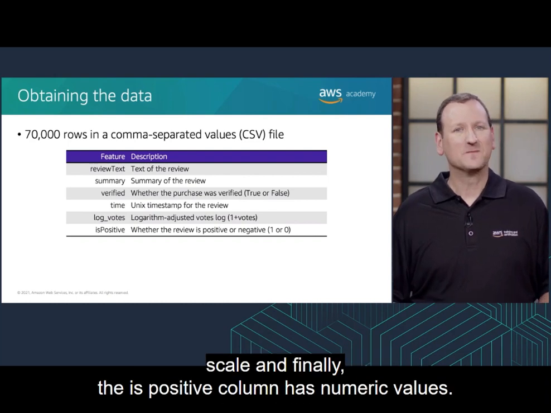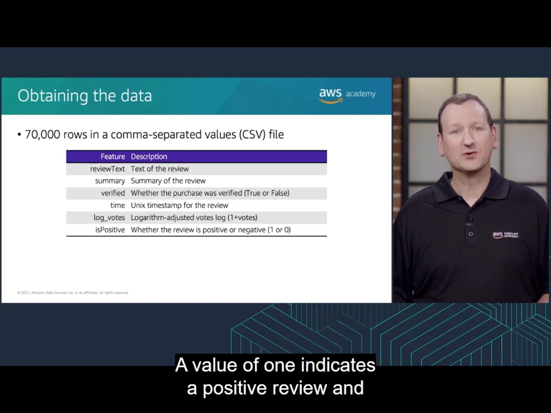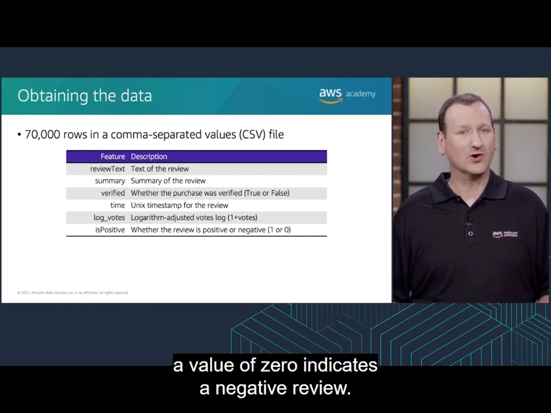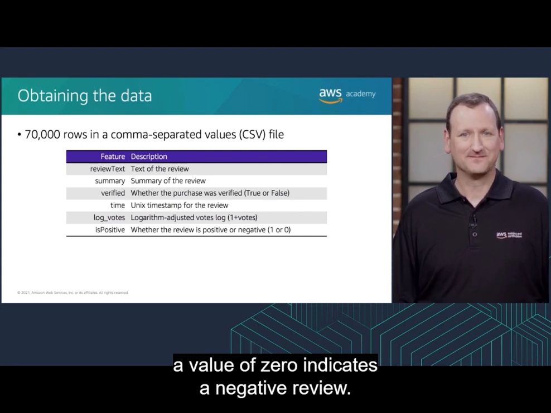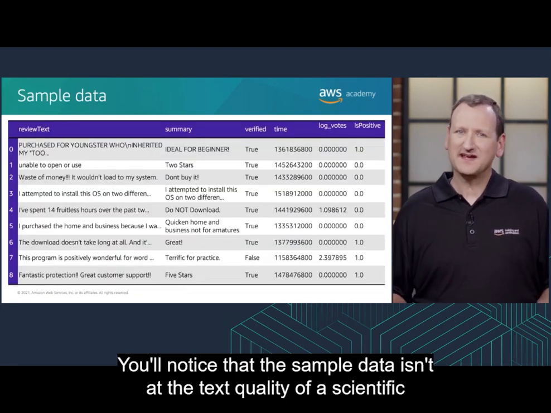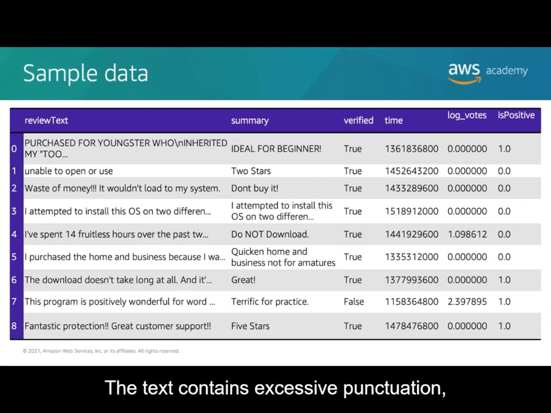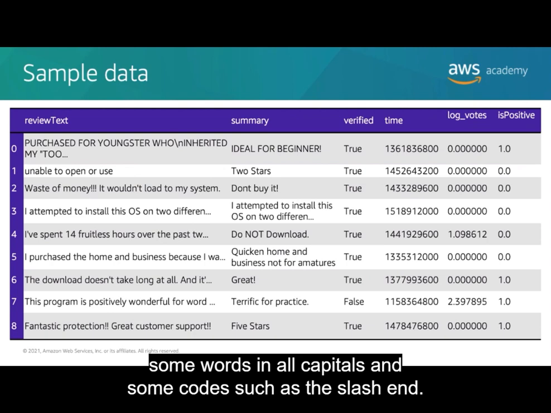And finally, the is positive column has numeric values. A value of 1 indicates a positive review, and a value of 0 indicates a negative review. You'll notice that the sample data isn't at the text quality of a scientific journal. The text contains excessive punctuation, some words in all capitals, and some codes, such as the /n.